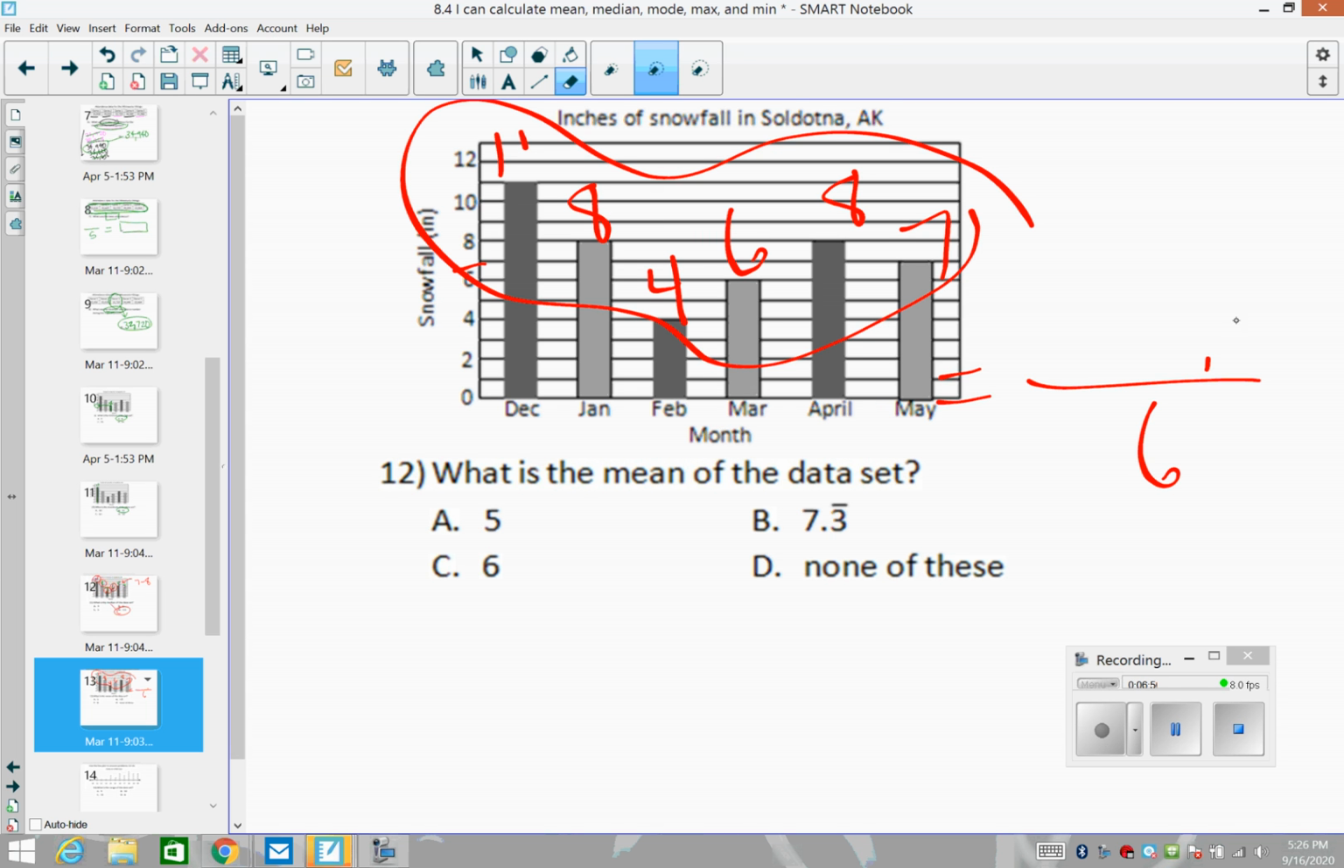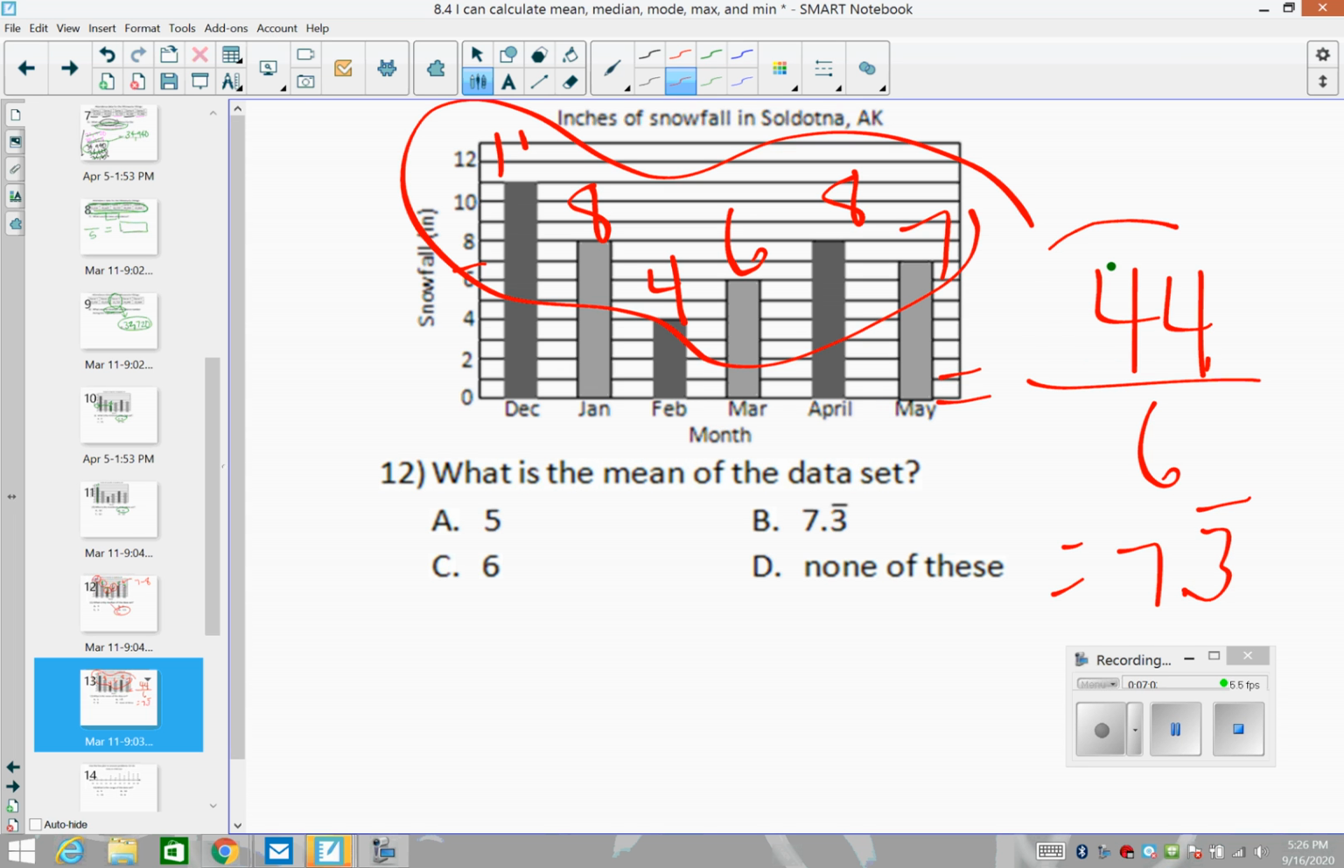How about 44? That looks a little better. I put an 18 in my calculator instead of an 8. Shouldn't be doing that, Ms. Volkman. So that gives us a 7.3 is the mean. We just add them up and divide by how many. The answer would be B.